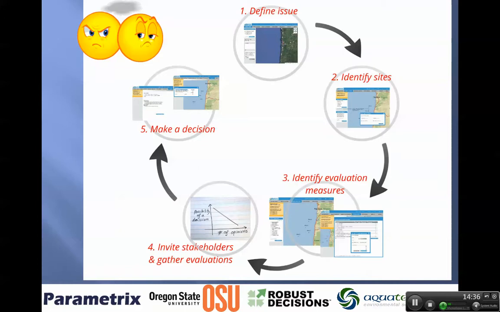So to get a little more specific, we're going to define an issue. Chris and Moore are going to do this in a minute. We're going to identify some sites that are relevant to that. We're going to identify some ways to evaluate those sites. Then we're going to invite some stakeholders and evaluate or gather their evaluations. Then we're going to actually fuse those two together analytically so we can produce an outcome that uses both stakeholder and science data, and then hopefully we'll make a decision.